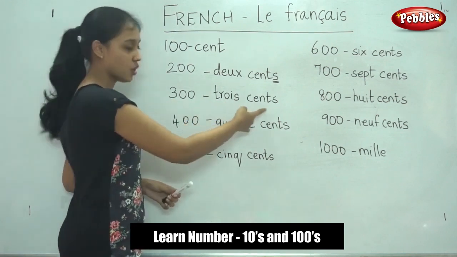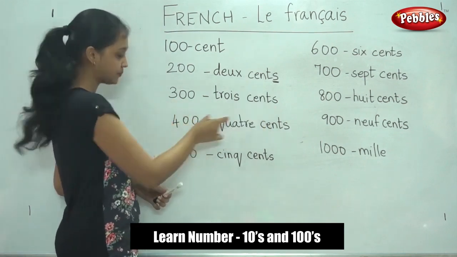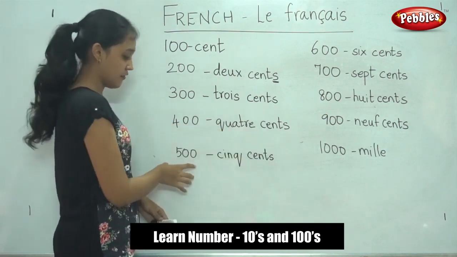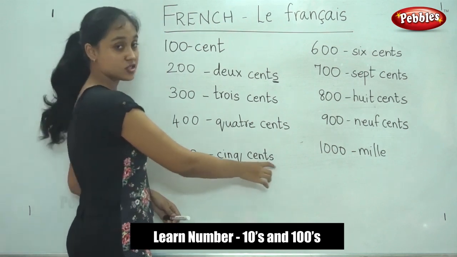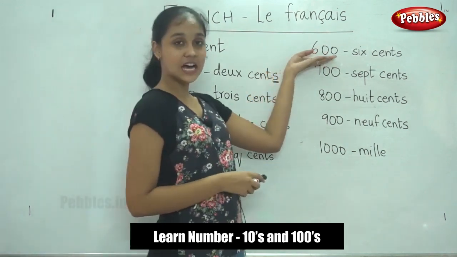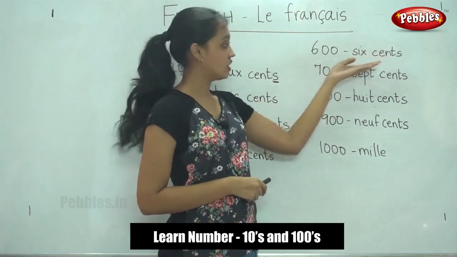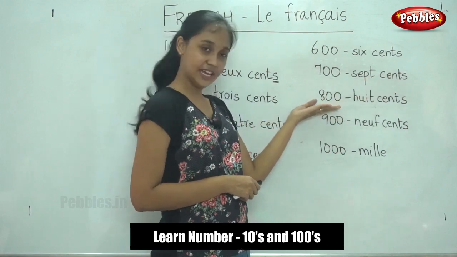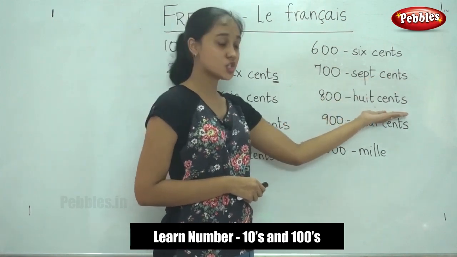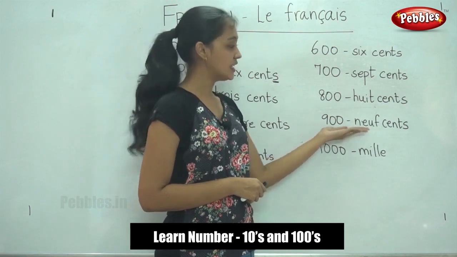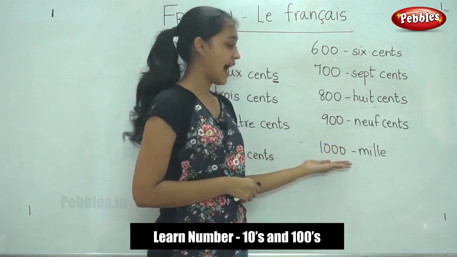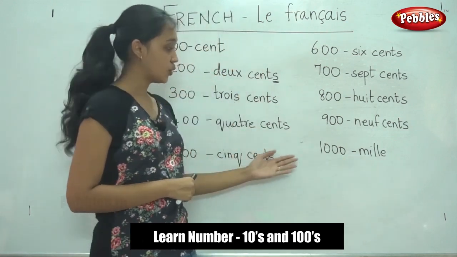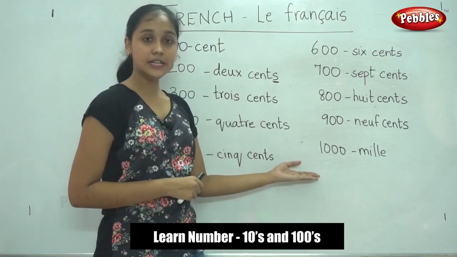300. 3 and 100. 400 is 400. For 500 it is 500. For 600 it is 600. For 700 700. For 800 with song. For 900 it is 900. And for 1000 it is mil. So with this we have learned all the possible numbers.